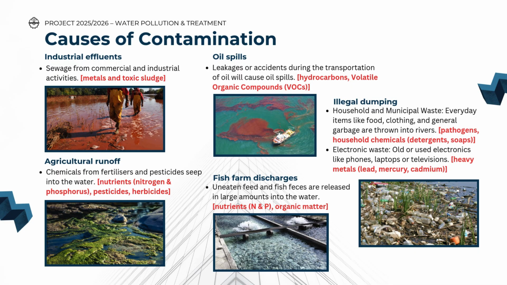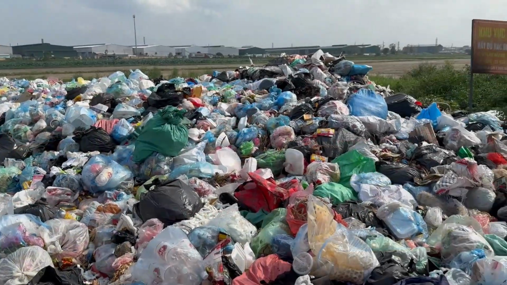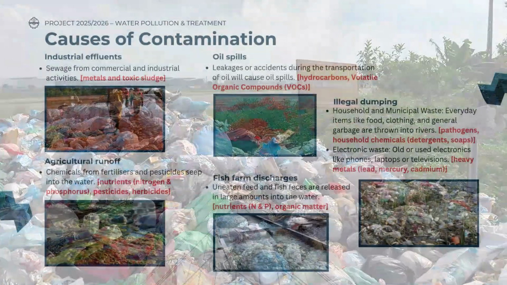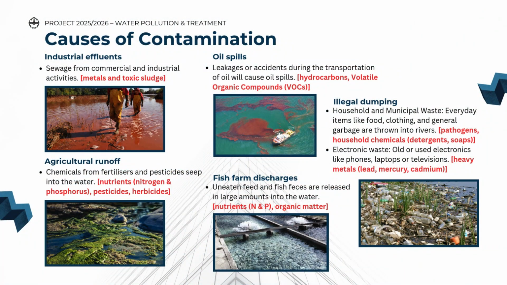organic matter into rivers. And finally, illegal dumping. People toss household trash, detergents, and even old electronics into rivers. That means pathogens and heavy metals like mercury and lead are all flowing straight into our water sources.